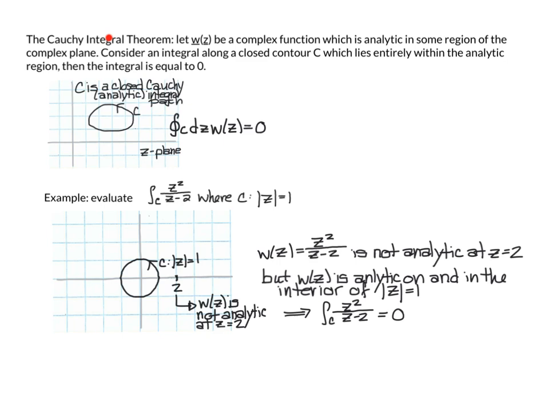The Cauchy integral theorem was a really nice theorem because it said if you're integrating w(z) and w(z) is analytic in some region of the complex plane, if we have an integral along a closed contour C which lies entirely within the analytic region, then the integral is equal to 0. So here is our contour C, and on C and inside C, w is analytic, then the integral around C of w(z) is equal to 0.